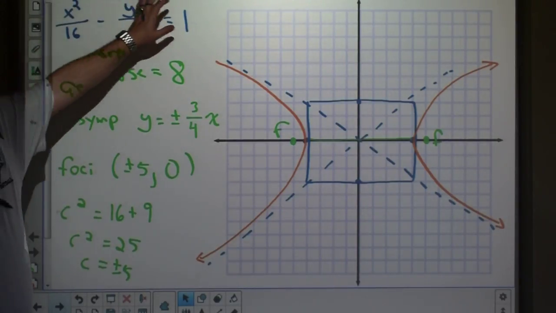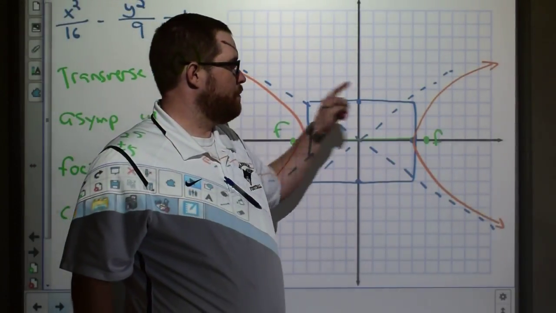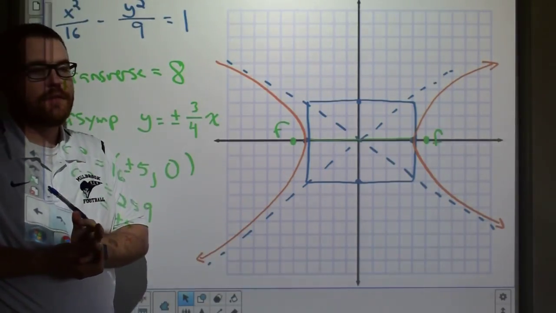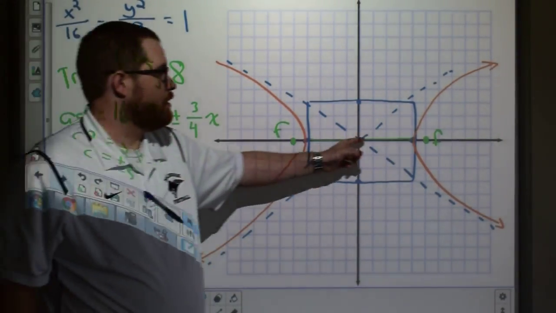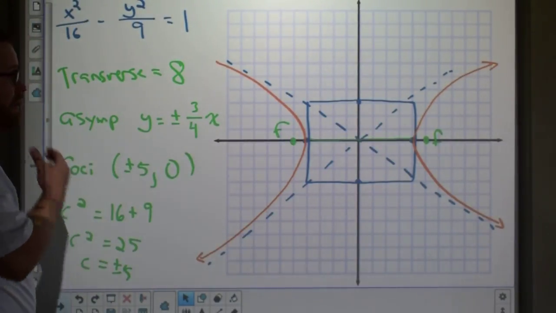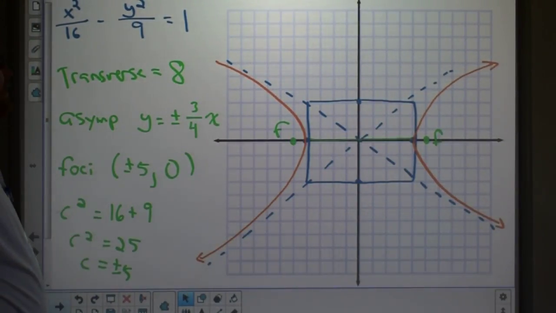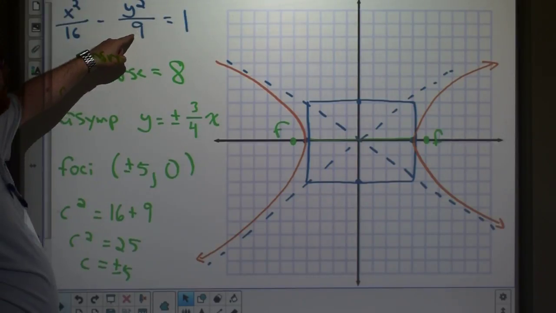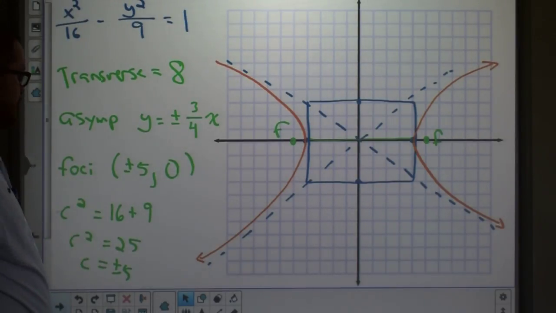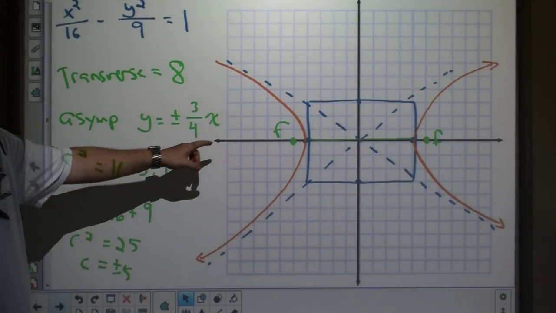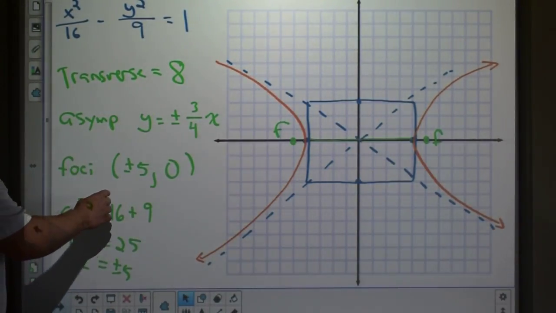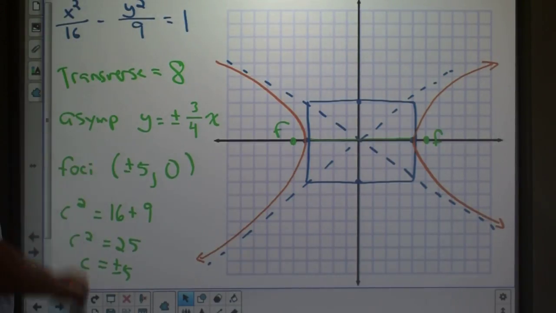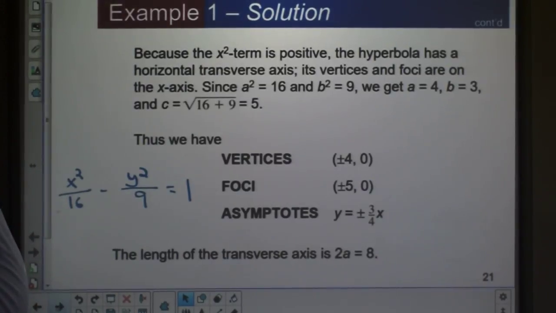Treat it like you would an ellipse, but don't draw it as an oval, draw it as a box. Draw in your asymptotes and then sketch your curve. The transverse is just how far apart these two are. The asymptotes, y equals plus or minus the y number, square root, over the x number, square root. And the foci, make sure you're on the right axis, in this case the x-axis. So I'm going to put it as this, and it's the square root of this plus this. Here you can see all that written down.